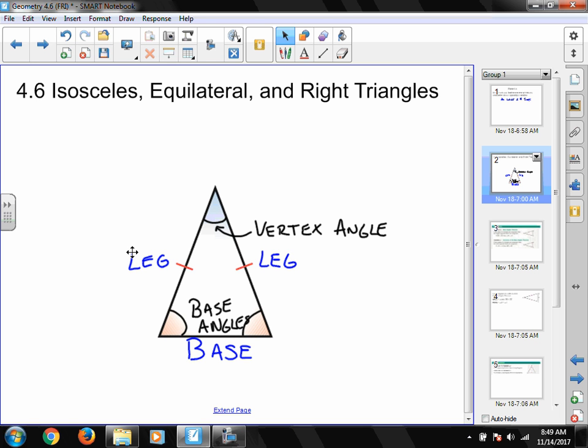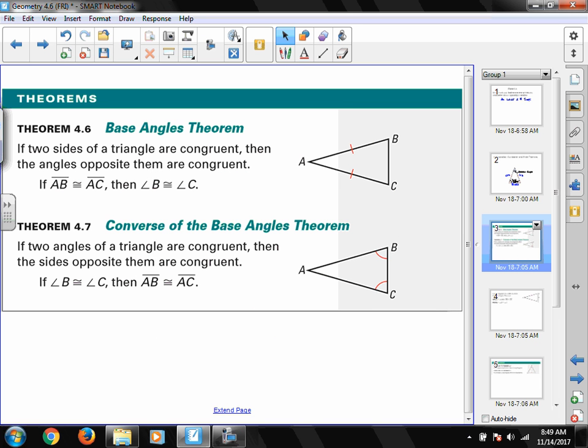The legs, the way I remember those, there's two of them. You have two legs, so those are going to be the two congruent sides. Like I said, the base angles are going to sit on the base. Should make sense since they're right there. Then, we got a couple theorems we're going to talk about.